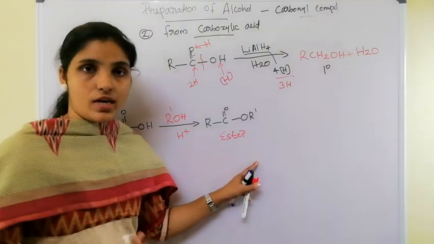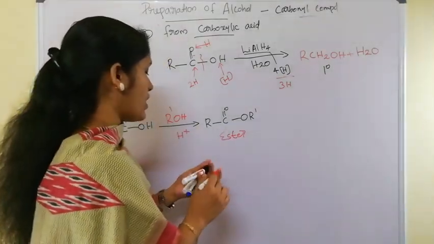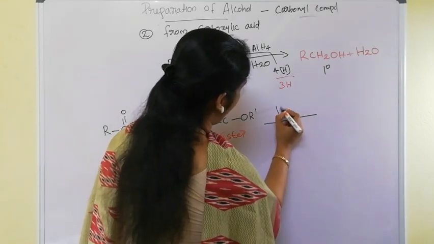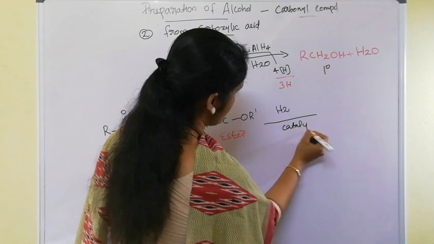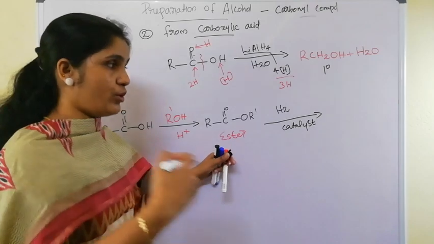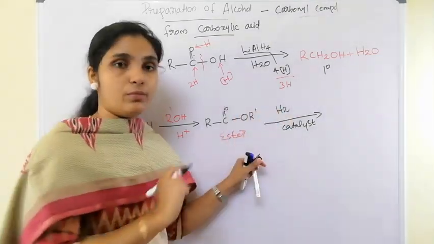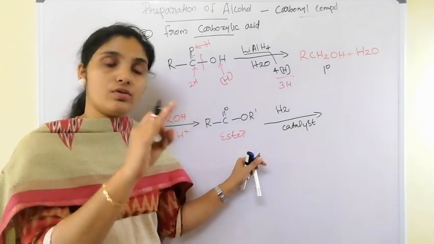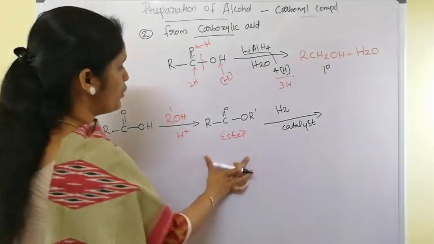we will get what? Ester. And again, further, this ester on hydrogenation in the presence of a catalyst, catalytic hydrogenation, from the ester we can prepare alcohol, not a single alcohol, two sets of alcohols can be prepared. So let's see here what happens.